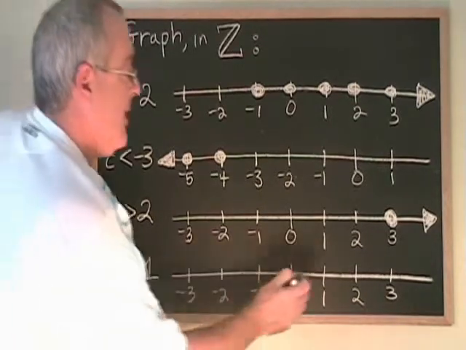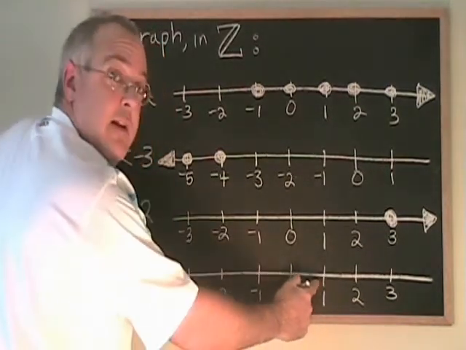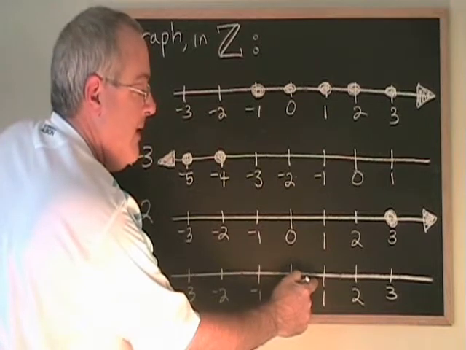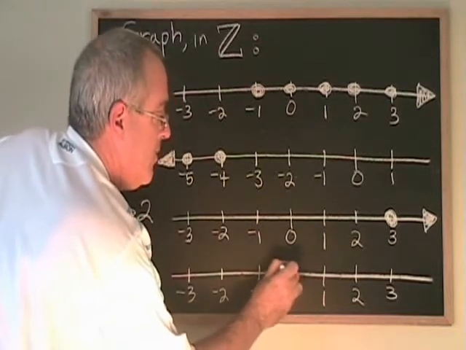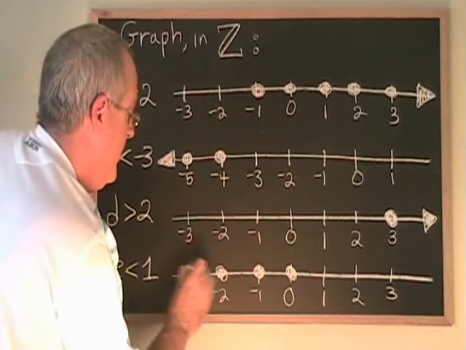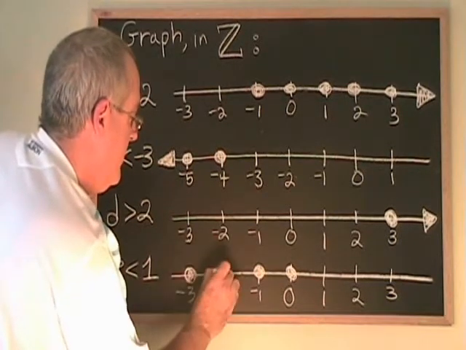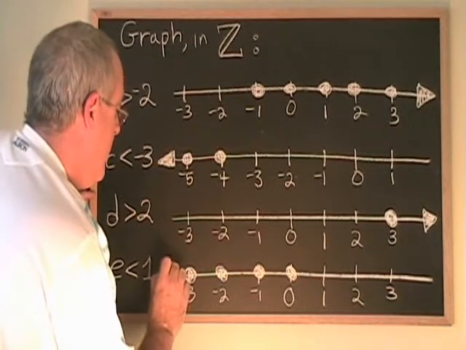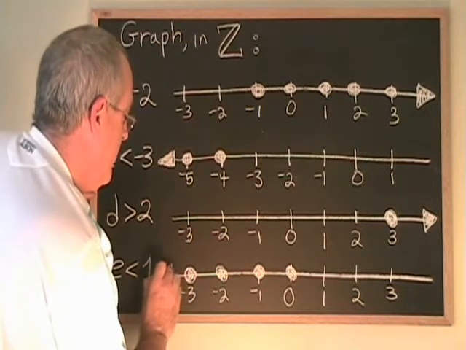e less than 1. 1 is not less than itself, so 1 is not part of the answer. 0 is less than 1. All of the negative integers are less than 1. They are all part of the answer. And on forever in the negative direction.